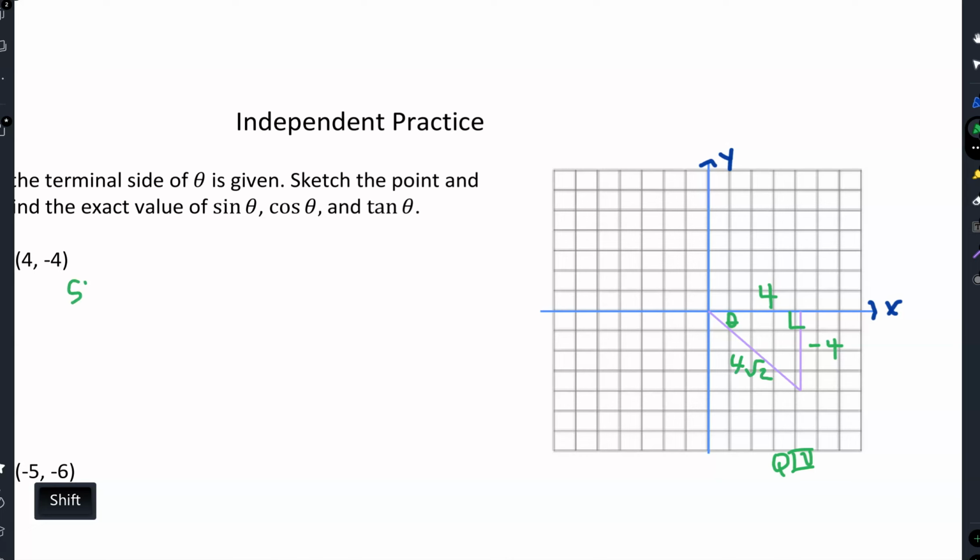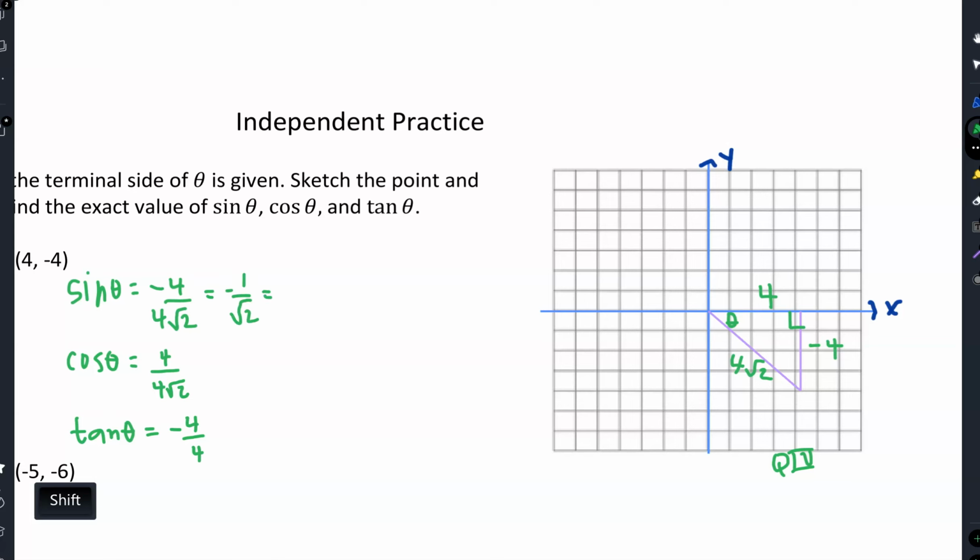So now sine of theta. So sine of theta is going to be opposite. So it's going to be -4 over 4 square roots of 2. Cosine of theta will be your adjacent. So it's going to be 4 over 4 square roots of 2. Tangent of theta will be -4 over 4. So what is the simplified 2? So this is going to be a -1 over square roots of 2.